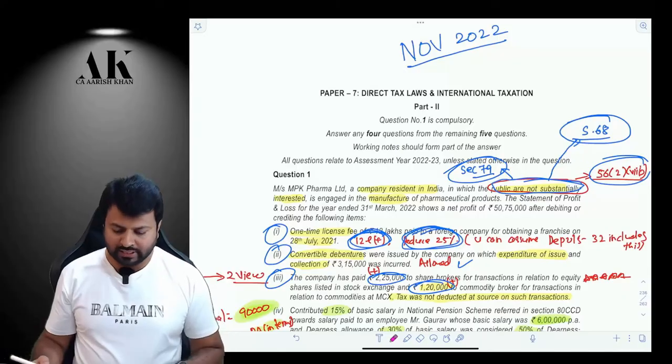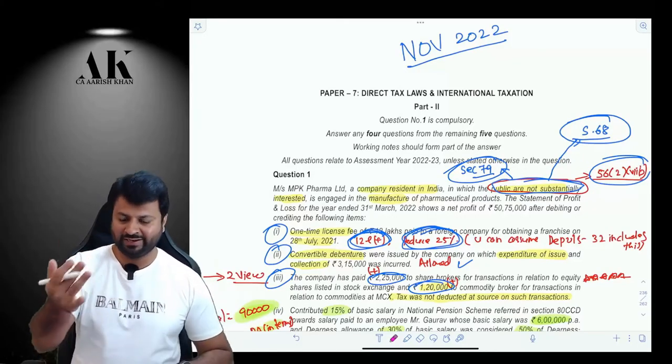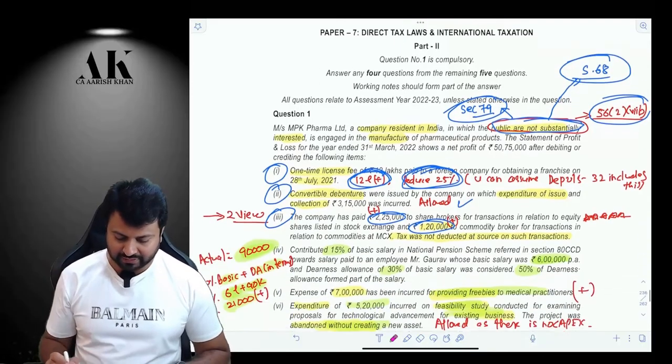So let's move on to this last paper, that is of November 2022, and the next papers will be yours, that is May 23 and November 23. Okay, so let's start with the first question over here.